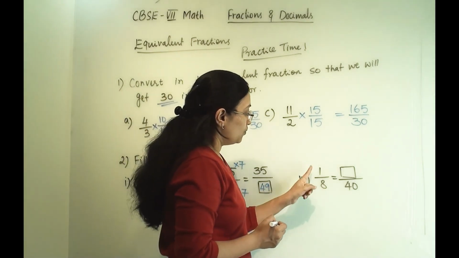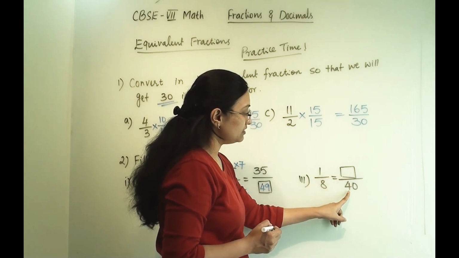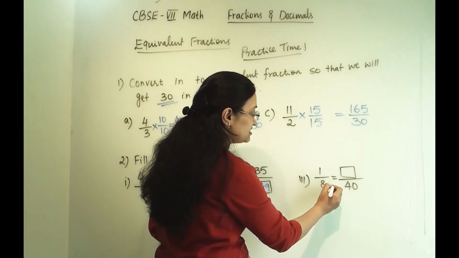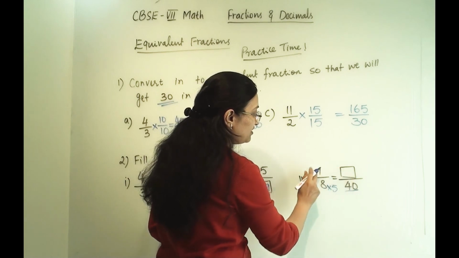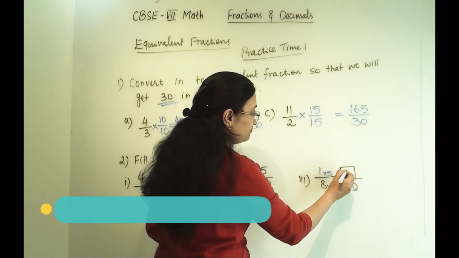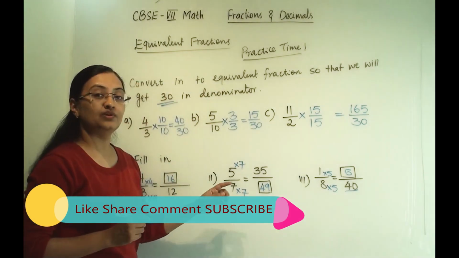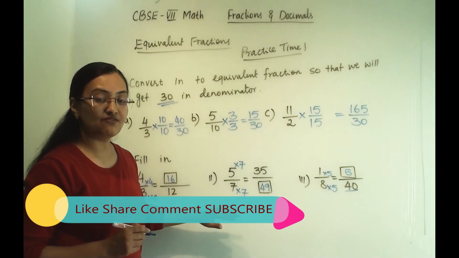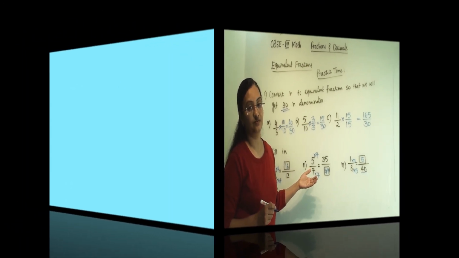Here 1 by 8 equals, here we have to fill in, and here it is 40. So which number have we multiplied with 8? It is 5, then only we got 40. So when we multiply with 5, we will get 5 by 40. That is how we will calculate. All these products are from multiplication. In the same way, division also will be applicable in equivalent fractions.